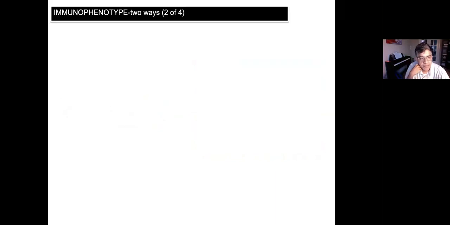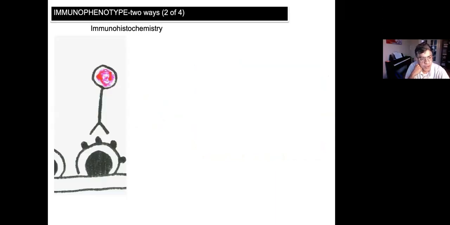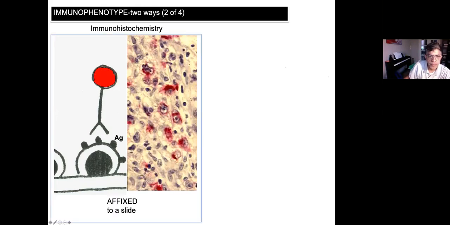Okay, so immunophenotype, we discussed the two ways last time. One, doing the immunohistochemistry on the slide, and you can see an antibody that's tagged to a specific antigen with the fluorochrome, and that's how it looks under the microscope. These are Hodgkin cells expressing CD30.